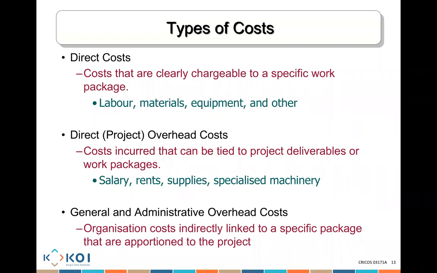Another cost is general and administrative overhead costs. These are organization costs indirectly linked to a specific package that are apportioned to the project. For example, if I am using an accountant, and that accountant within the organization spends 20% of her time accounting the money that we spend on that project, then 20% of her wage is a general and administrative overhead cost that we need to consider to calculate our costing accordingly as part of the project.